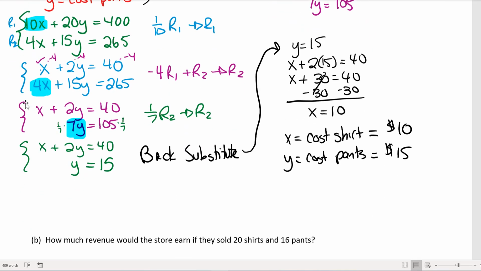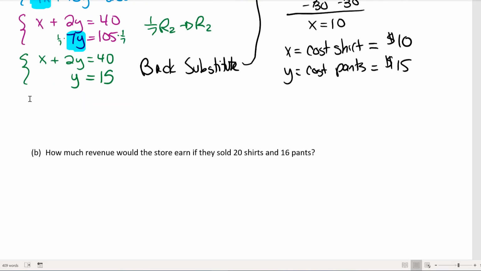Now we have a part B to this question. It says, how much revenue would the store earn if they sold 20 shirts and 16 pants? Let's say the next day they sold a different amount. So if they sold 20 shirts at $10 a pop, so 20 times 10, that's going to be $200 of revenue of shirts. Plus, if they take 16 pants and multiply that by the $15 per pants, they're going to get $240. Again, if you need to use a calculator, go ahead and get one out.